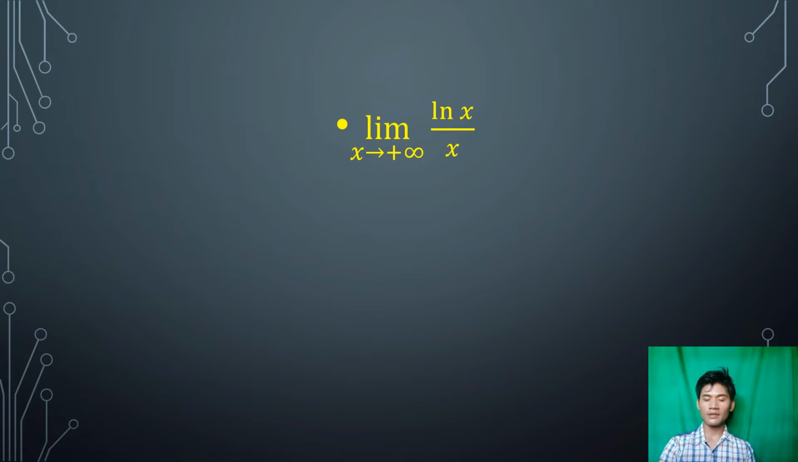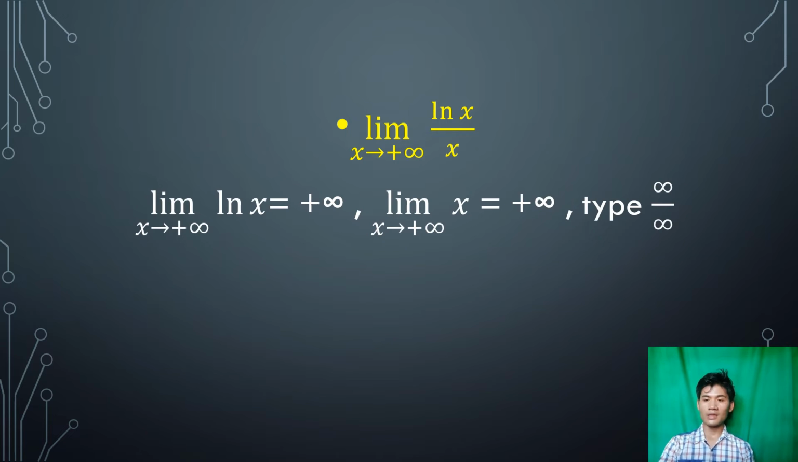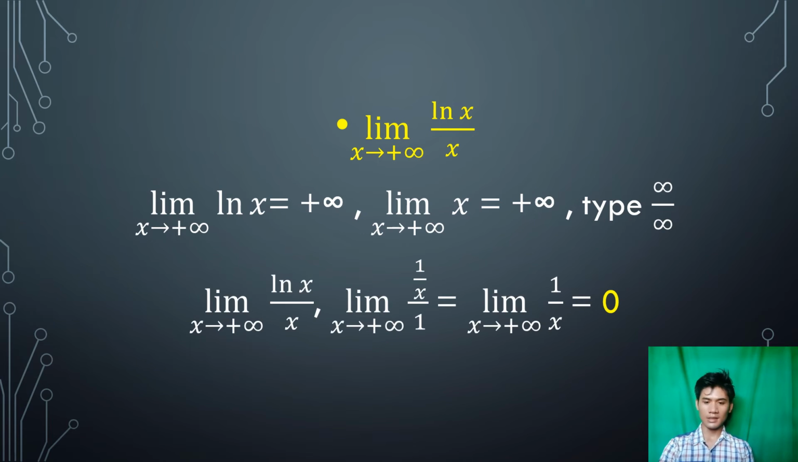Here is the first example applying L'Hopital's rule. The limit of ln x, or natural log of x, all over x as x approaches positive infinity. The limit of ln x as x approaches positive infinity is equal to positive infinity, and the limit of x as x approaches positive infinity is also equal to positive infinity. Therefore, this given is an indeterminate form of type infinity over infinity.